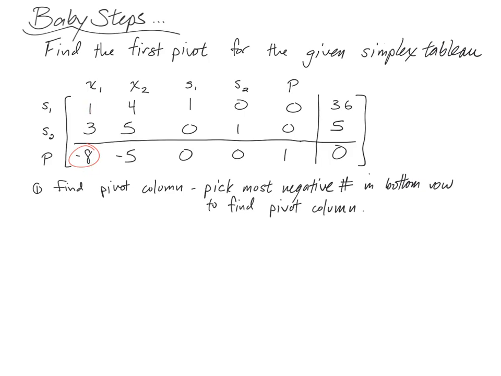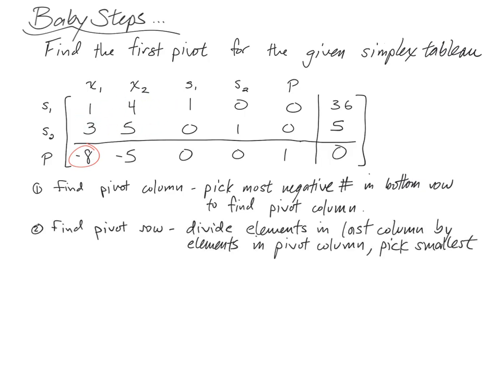The second thing you need to do then is some divisions. We need to find out which one of these rows, it's not going to be the bottom row, will be the pivot row. And we do that by dividing the elements in the last column by the elements in the pivot column. And we want to pick the smallest result there. So what this would look like is I would take 36 and divide it by 1. That gives me 36. Okay, so there's that one.